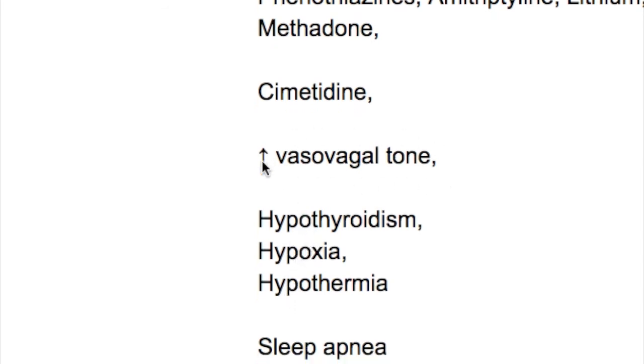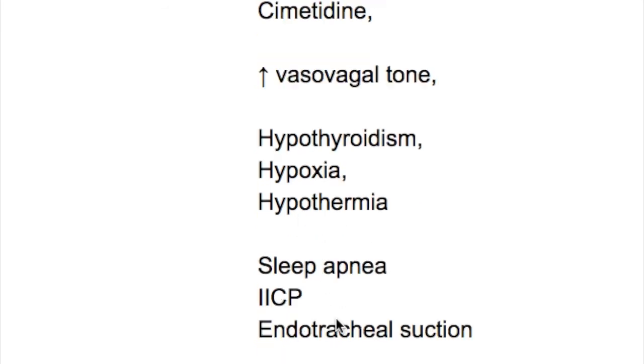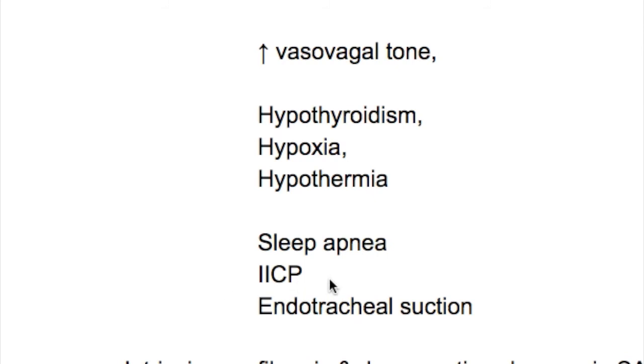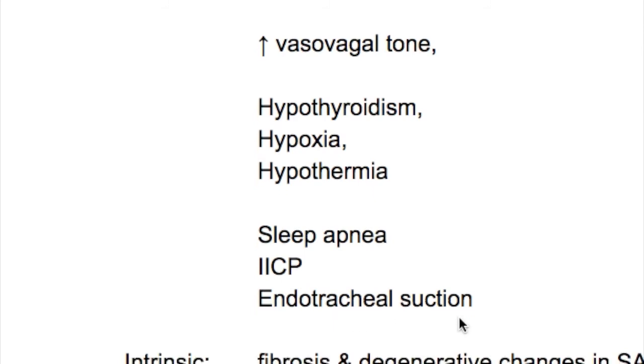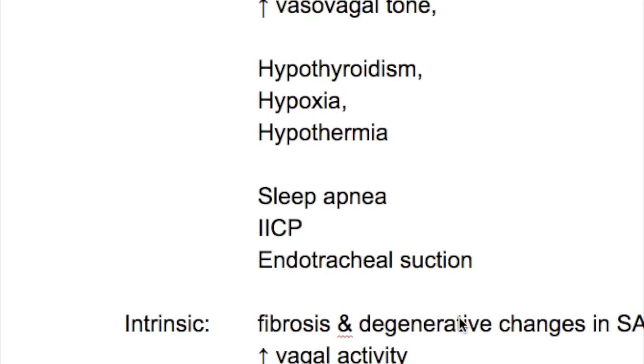Increased vagal tone also causes sinus node dysfunction. Important to remember are the increase in intracranial pressure and also endotracheal tube suction. They cause sinus node dysfunction.